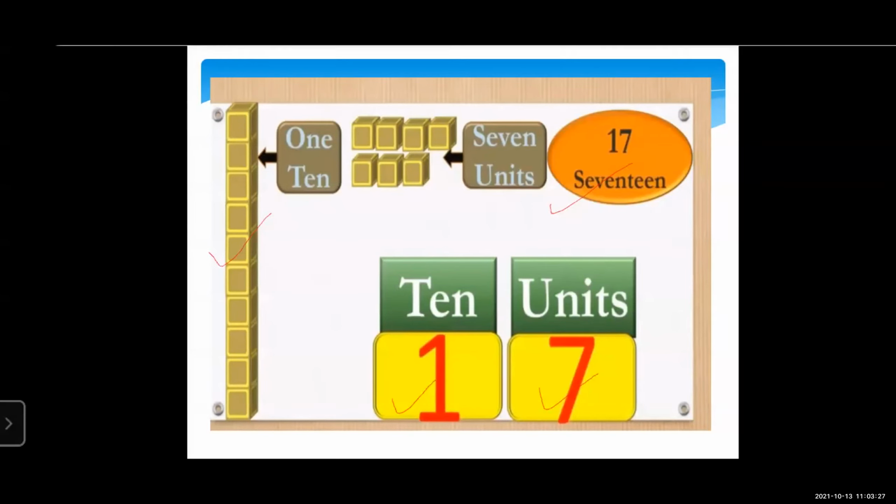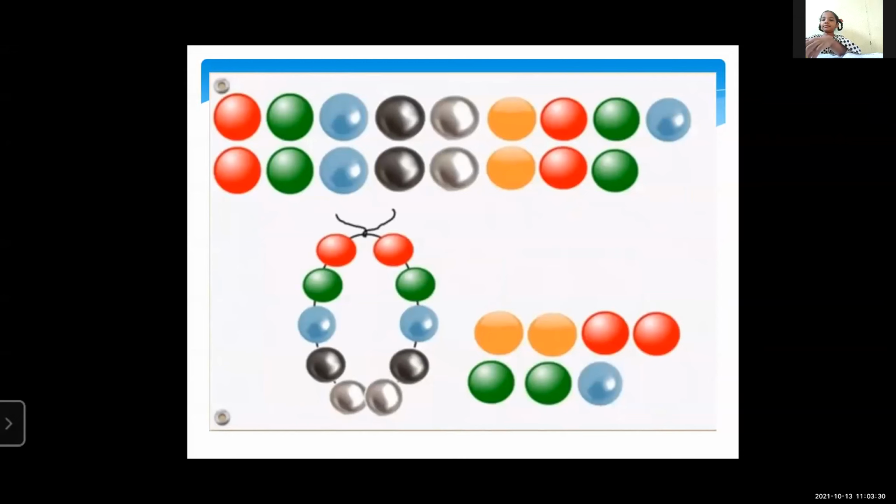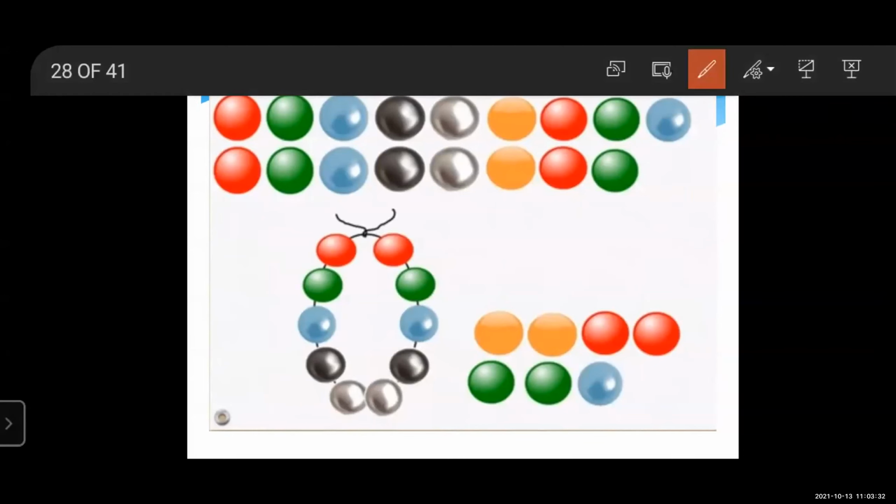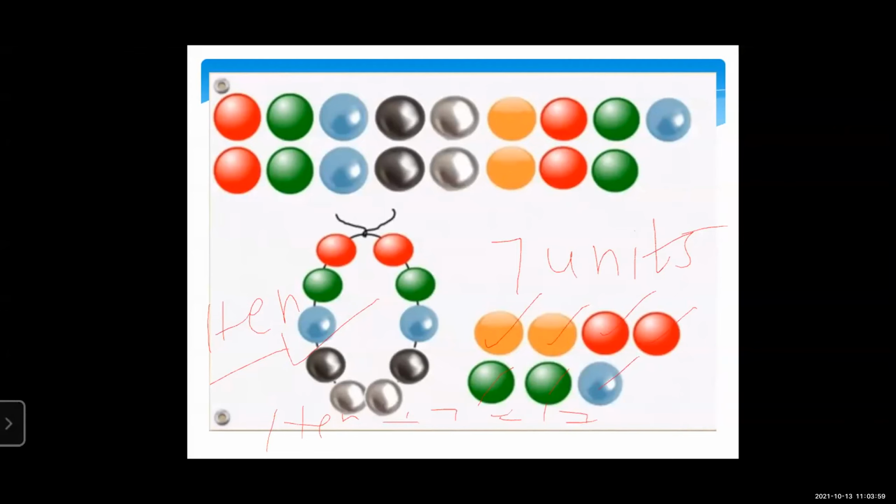Okay, children? See, the beads are there, and one necklace is made here. That is called 10. And add in that, how many beads are there separately? 1, 2, 3, 4, 5, 6, 7. 7 units. So 10 plus 7 units is called 17. Clear? Now tell me which number comes after 17.